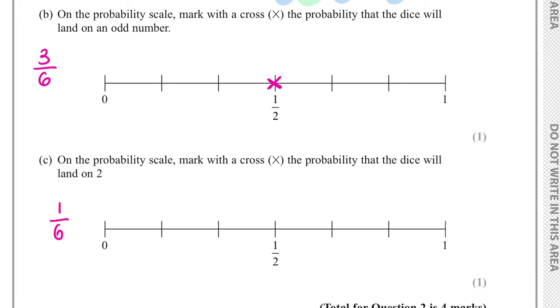So if I look at this, I need to split this into 6. If we look, it's already been split into 6. 1, 2, 3, 4, 5, 6. So 1/6 is here. This is 1 out of 6.